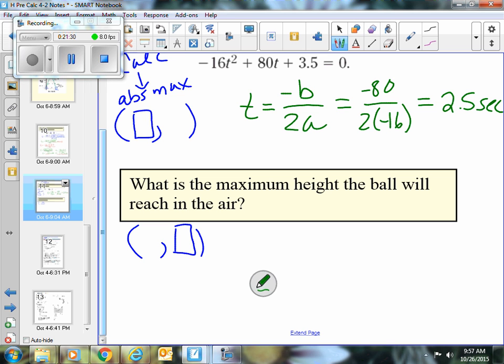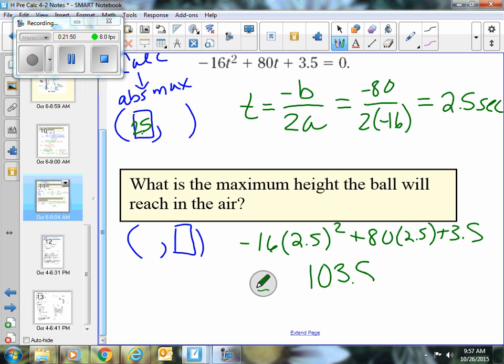All right, now how would you figure out the maximum height then? If you know the x value is 2.5, how would you find the height, the y? Well, plug it in. So take your equation and plug in that 2.5 seconds and do that arithmetic. Be careful again, no mistyping, and you end up getting 103.5 feet. So the output, the maximum height, is almost 104 feet. Oops, that was 0.5, for the value of the maximum height.